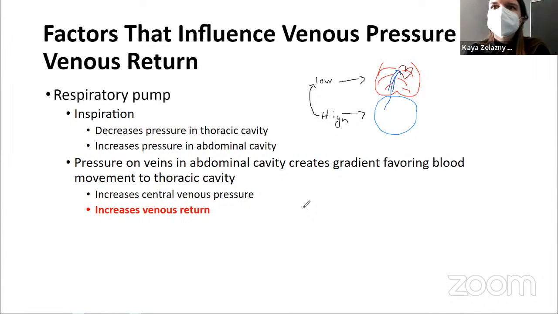Mm-hmm. It's sucking the blood in because of the high to low gradient. Yeah, so this is the blood moving from the abdomen to the thorax. The air is actually going from the outside environment into the thorax because of this same low pressure in the thorax.